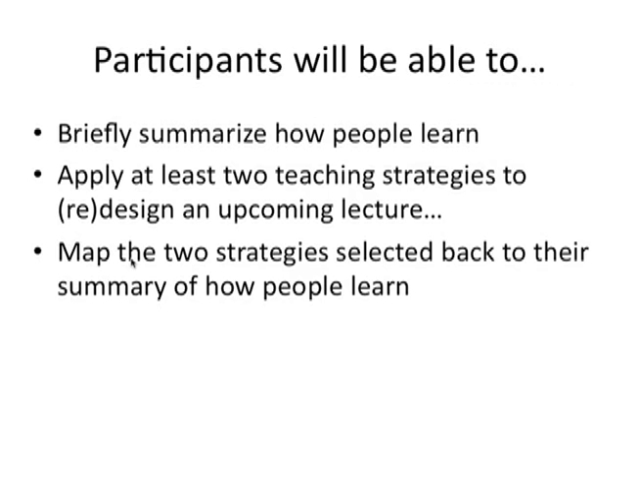So where I'd like to start today is by giving you an overview of what I'd like you to be able to accomplish by the end of this session. At the end of the session, I'd like people to be able to walk away from this session and be able to summarize to somebody how people learn, give them a brief overview. I'd like them to be able to apply at least 2 teaching strategies to redesign or design a new upcoming lecture. And then I'd like them to ultimately be able to map those 2 strategies that they selected back to their summary of how people learn, essentially justifying why they chose those 2 topics.